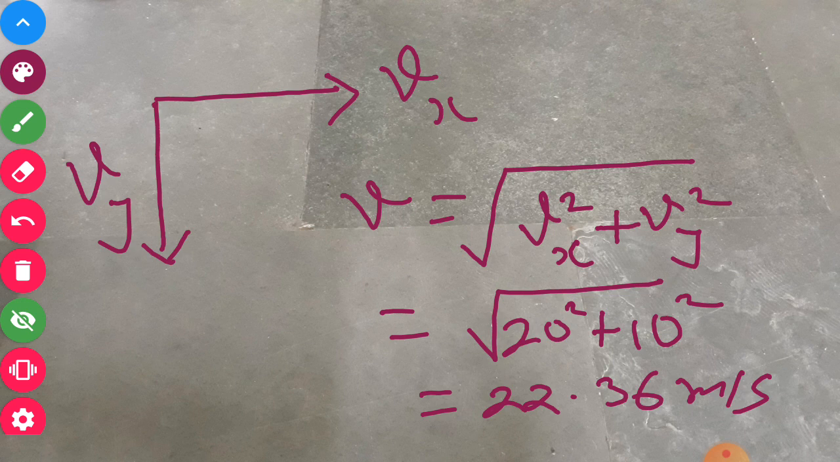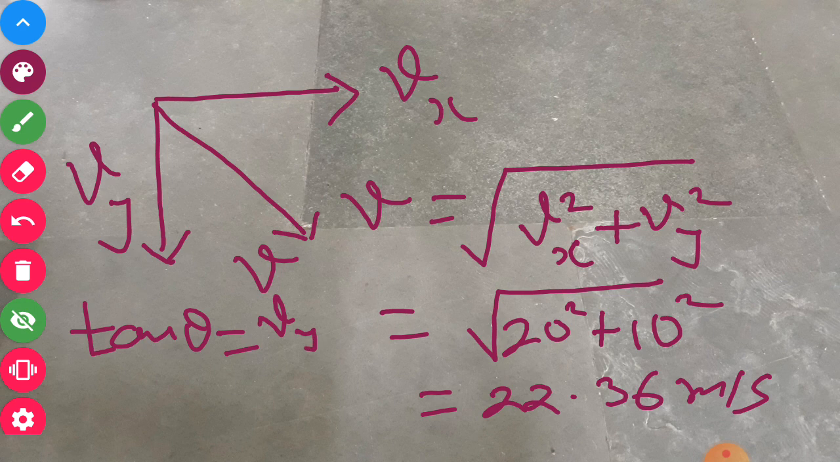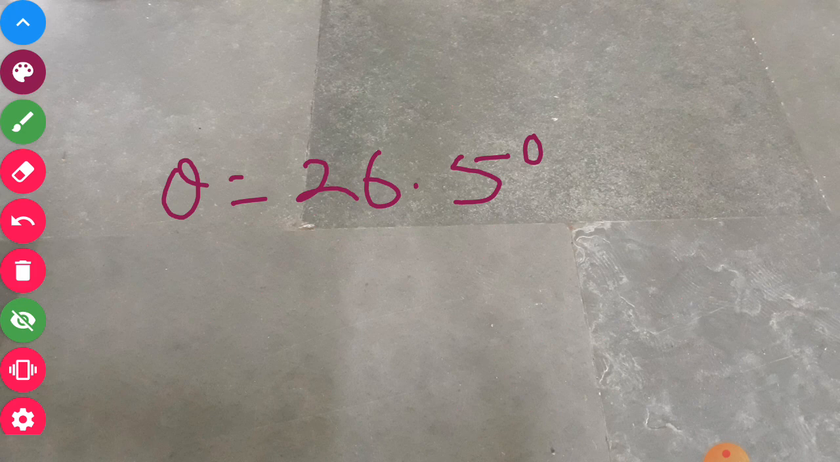And if you want to find the angle, say this is the direction of the resultant velocity, then tan theta is the y component upon the x component, so Vy upon Vx. Vy is 10, the other one is 20, so 10 by 20 is 1 by 2, that is 0.5. Locate that value from natural tangent, and the corresponding angle theta will be about 26.5 degrees with the horizontal direction.